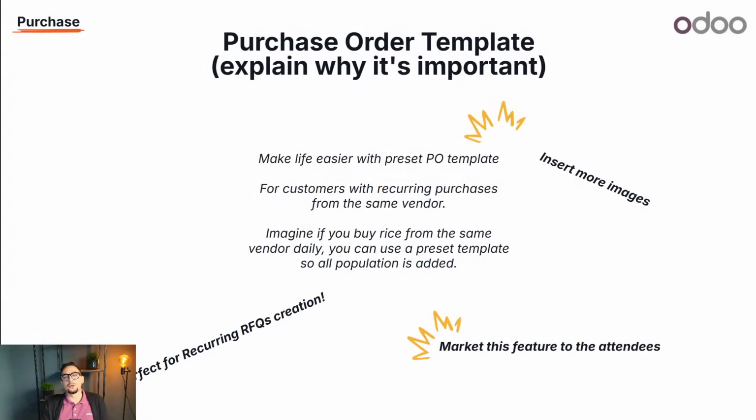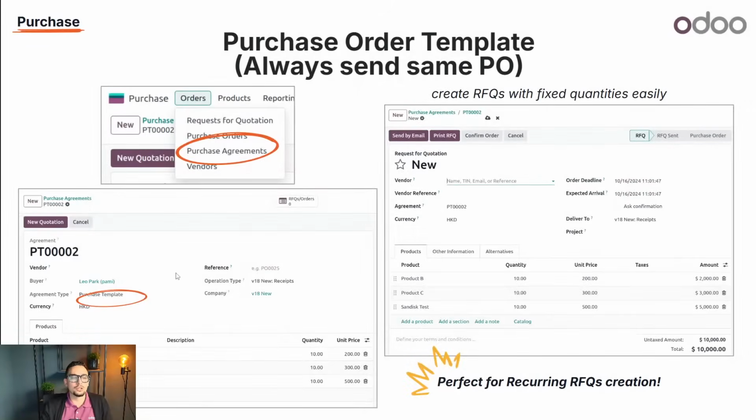So in terms of the purchase module, we also have a purchase order template, which makes life a lot easier. So let's say I'm a customer and I keep purchasing the same product from the same vendor. So I buy rice from the same vendor every day. I can set the template so I don't have to manually populate the purchase order every time. This is what it looks like.